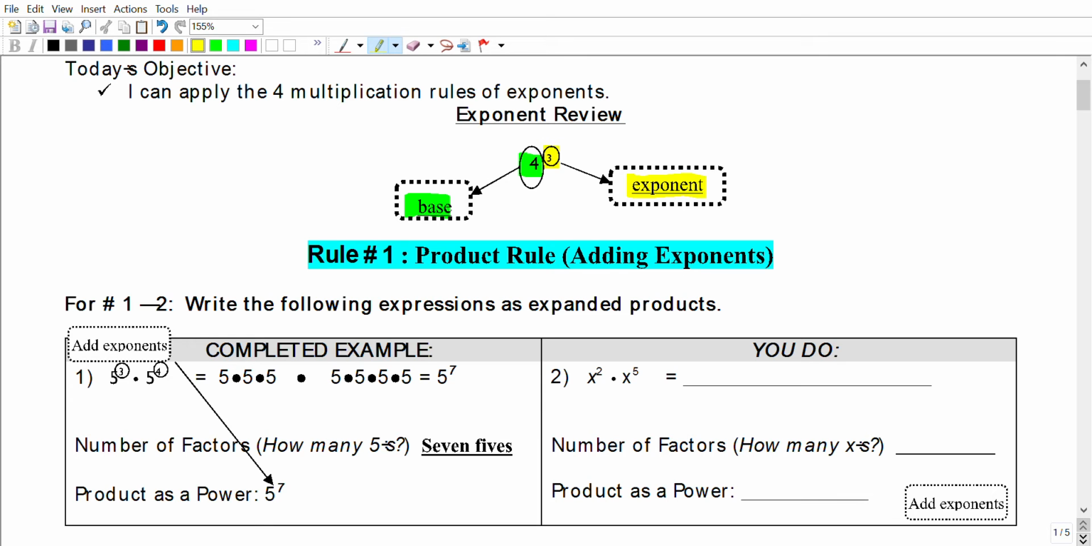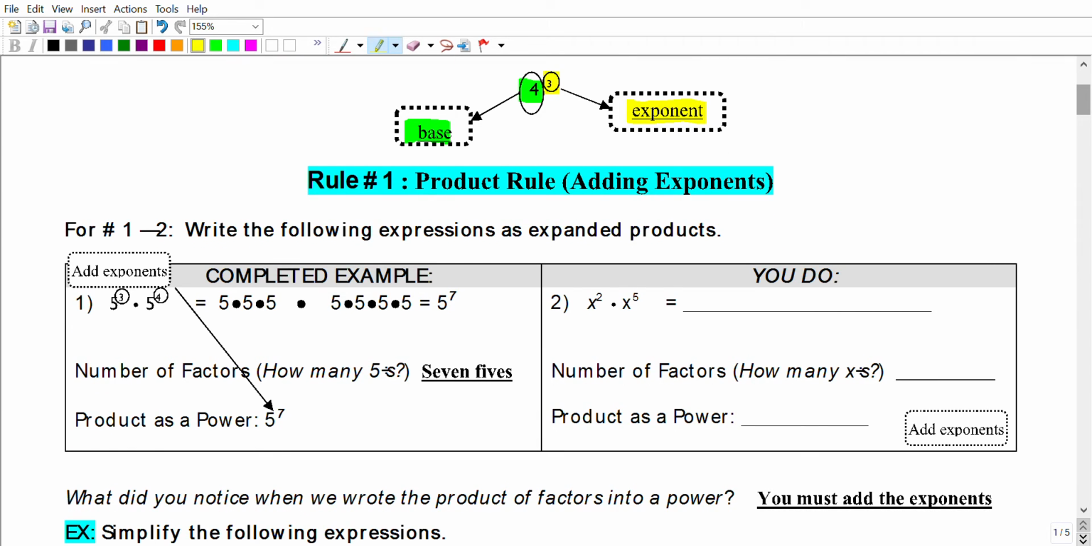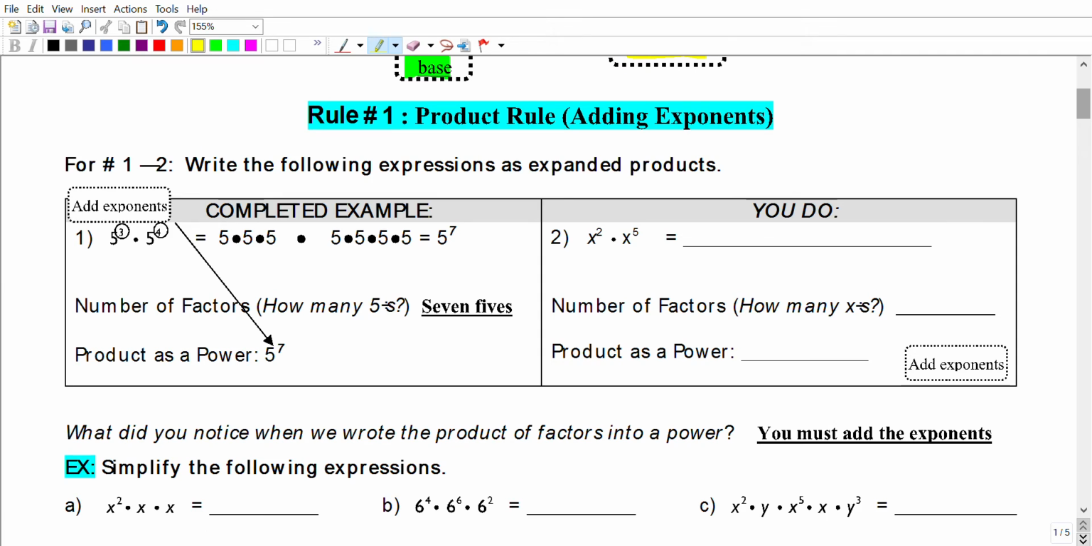I'm sure this is very familiar to what you have already learned, but now we're going to go a little bit more in depth. Let's just remember those two keywords: base, which is the bottom big number, and the exponent, which is your power, whatever it's raised to. All right, let's read rule number 1, the product rule.